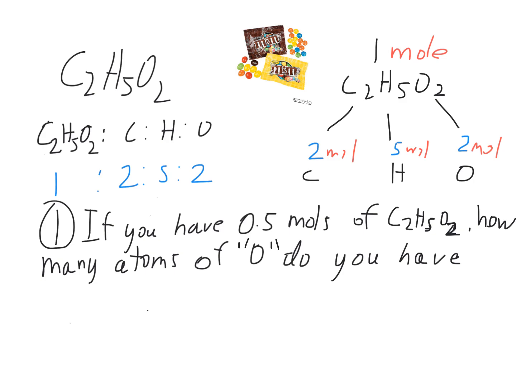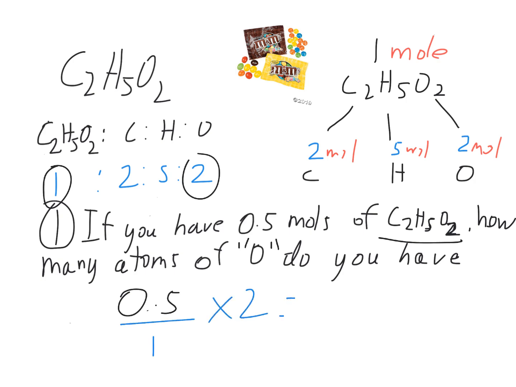The way we do this question is we start off in the same way as the previous ones. We apply our molar ratio. Why? Because we're going from moles of one thing to moles of another thing. So our molar ratio will get us to do 0.5 divided by 1 times by 2. That'll give you 1 mole oxygen.